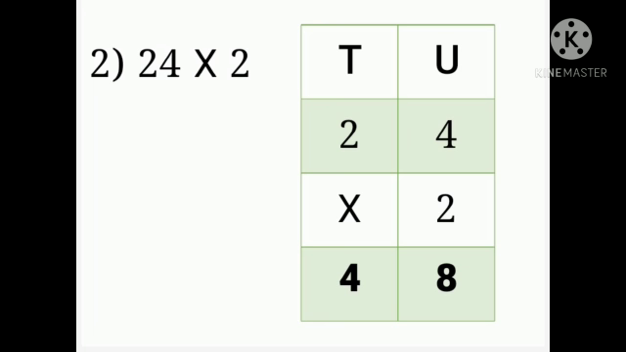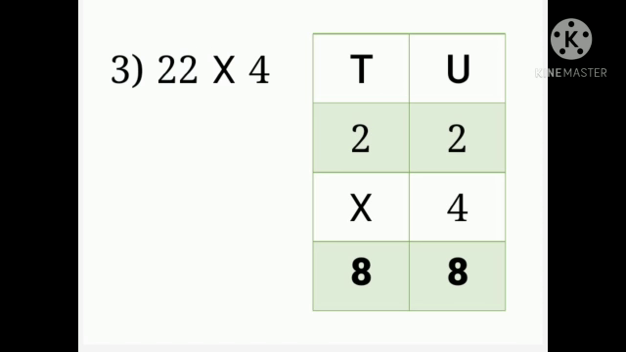Let's see the next one. 24 multiplied by 2. Again, we will draw the columns, units, tens, arrange numbers properly in proper place and start with multiplication. We are going to start from units place. So 2 multiplied by 4 is 8. 2 multiplied by 2 is 4. Therefore, 24 multiplied by 2 is 48.